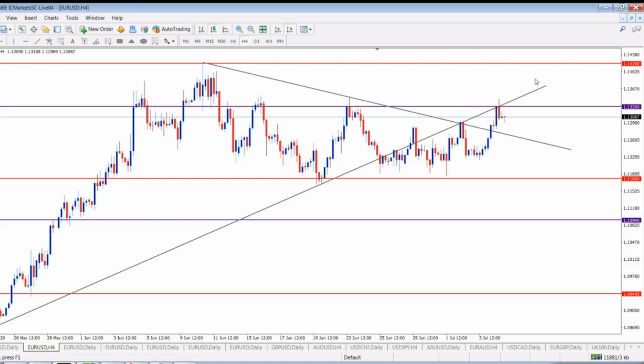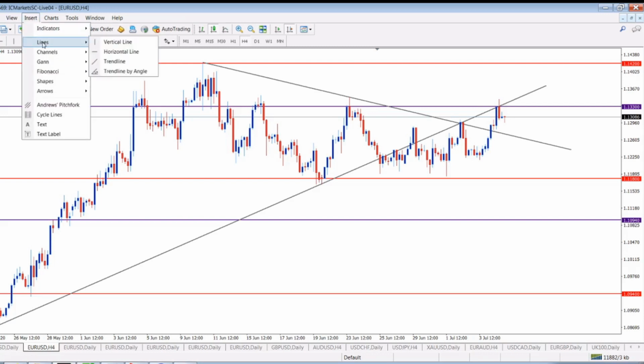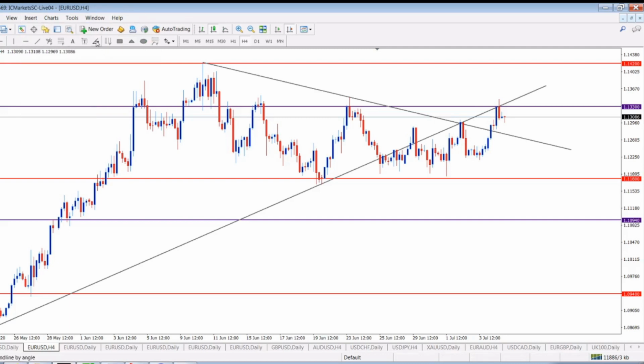Let me show you. It's very simple, a very quick one. We get a trend line by angle. That's how it's called. It's somewhere here in insert lines. I can't remember. Oh, it's here in lines, trend line by angle. I put it over here straight, so I draw it this way. So first angle, let's draw it. Okay, we've got it. We draw from the top to this first bottom.